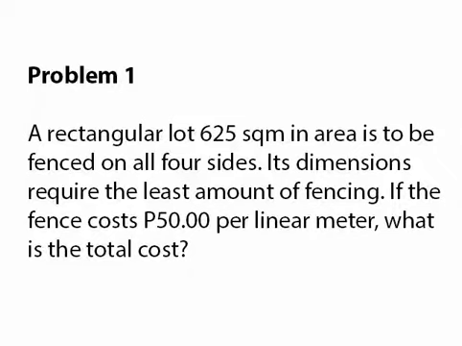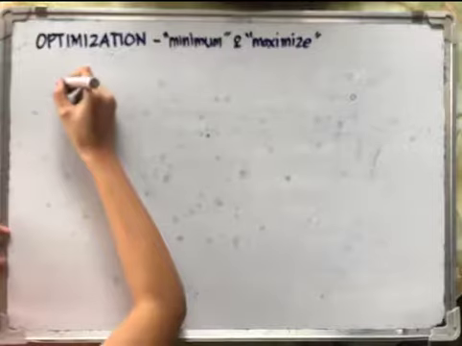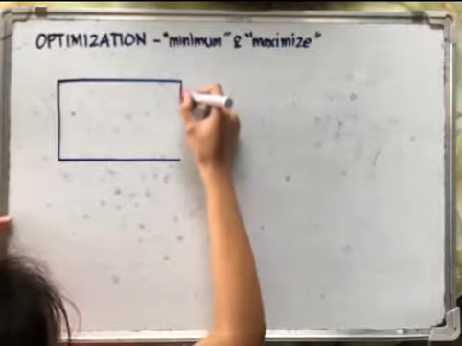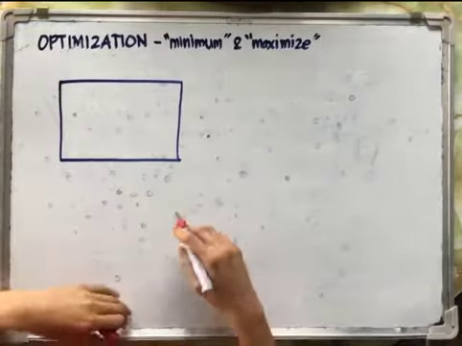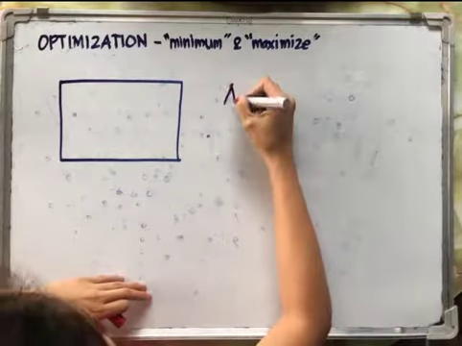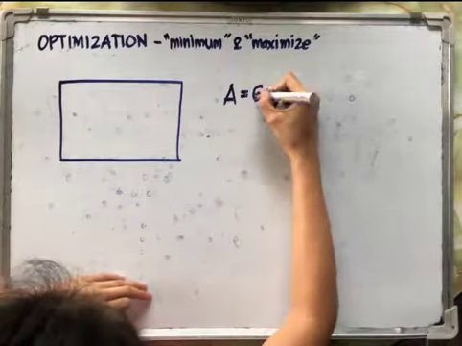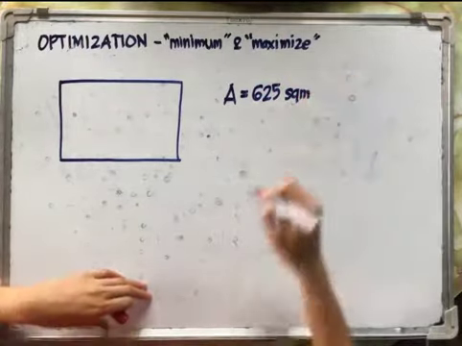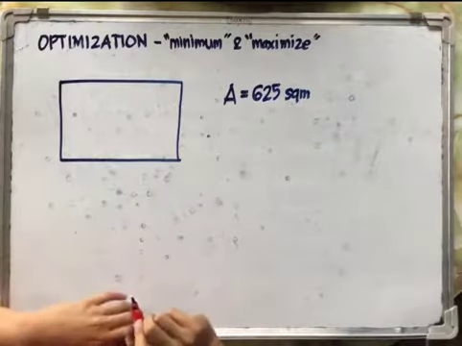If the fence costs 50 pesos per linear meter, what is the total cost of having this land fenced? Okay, so a lot is going on dito. Isa-isahin natin ha. Meron tayong rectangular lot. Familiar kayo sa rectangle? We have a length and a width here. Alright? And then, it is said that the area is fixed, binigay, 625 square meters. Okay? It is to be fenced on all four sides.